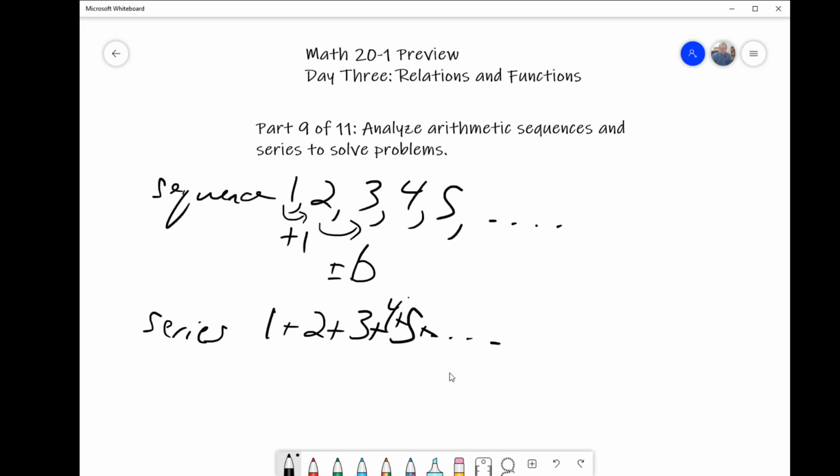And you might think, well, what's the point? Why would we need sequences and series? This actually helps us solve a number of things. For example, the handshake problem.